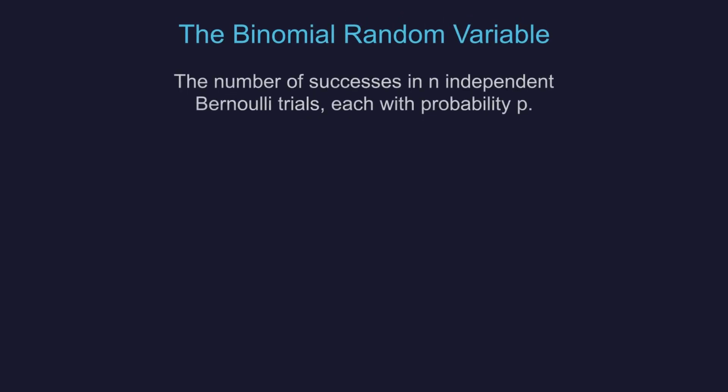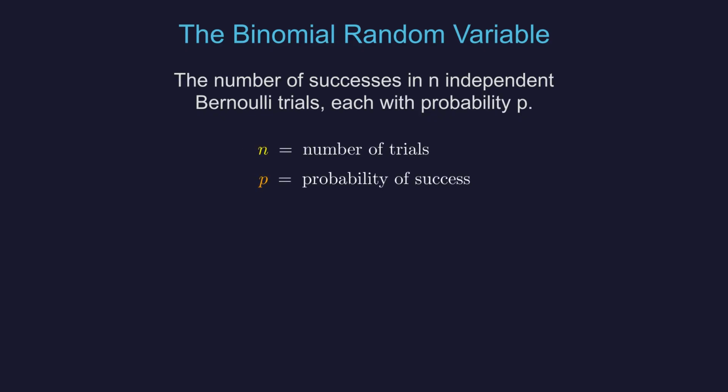A binomial random variable counts the number of successes in n independent Bernoulli trials, where each trial has the same probability p of success. We write X ~ B(n, p). For example, if we treat 4 patients, each with a 75% chance of successful treatment, the number of successes follows B(4, 0.75).